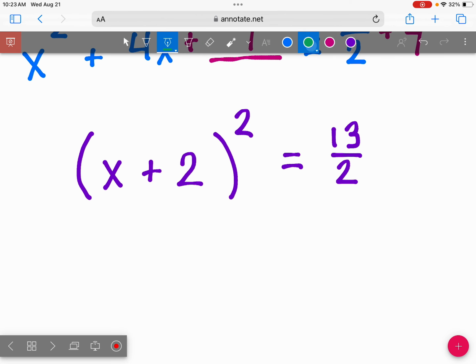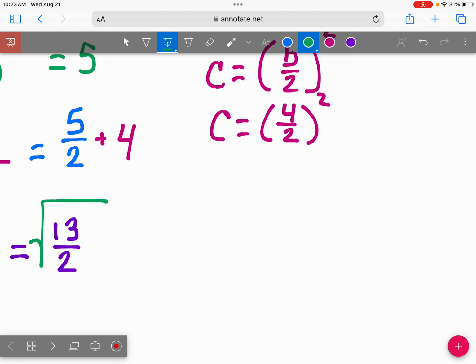Square root both sides. Isn't it like some add and then multiply? So looking at adding up the fractions, if we have 5 halves, I want to get it to have a common denominator so we can add them. So 4 in terms of halves is really 8 halves, right? 8 plus 5 is just 13. Yeah, 2 times 4 plus 5. It's the same thing.